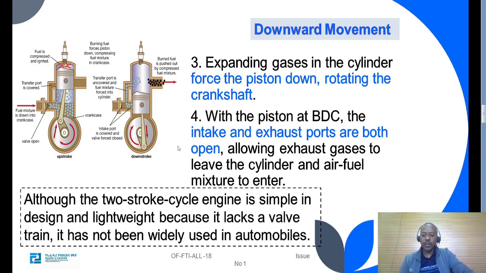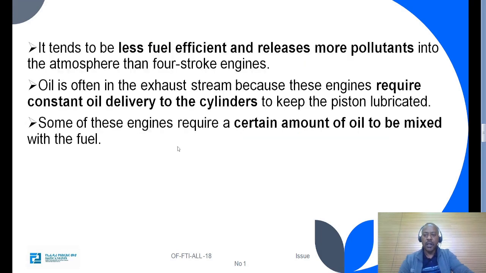Although the two-stroke cycle engine is simple in design and lightweight because it lacks a valve train, it has not been widely used in automobiles. It tends to be less fuel efficient and release more pollutants into the atmosphere than the four-stroke engine. Oil is often in the exhaust stream because this engine requires constant oil delivery to the cylinder to keep the piston lubricated. Some of these engines require a certain amount of oil to be mixed with the fuel.